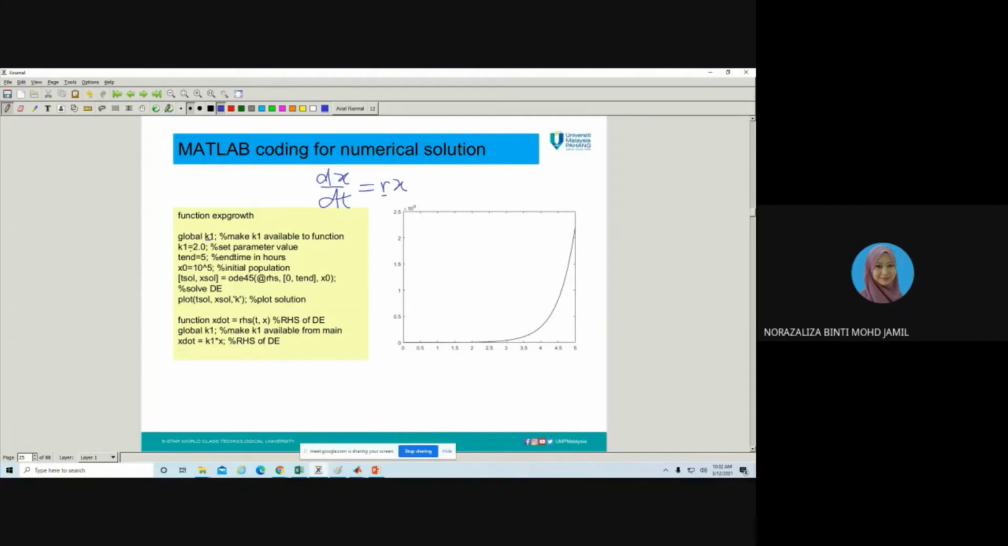Okay, and I set K1 equal to 2. So in the numerical solution, you cannot have an unknown value. You have to set everything. Okay? K1 equal to 2, t end equal to 5. What does t end equal to 5 mean? The output graph will be presented along the time from 0 to 5. If you want to see the behavior at time equal to 10 or time equal to 1000, you can just change this value. X0 is the initial value of the population. In this example, 10 to the power of 5.